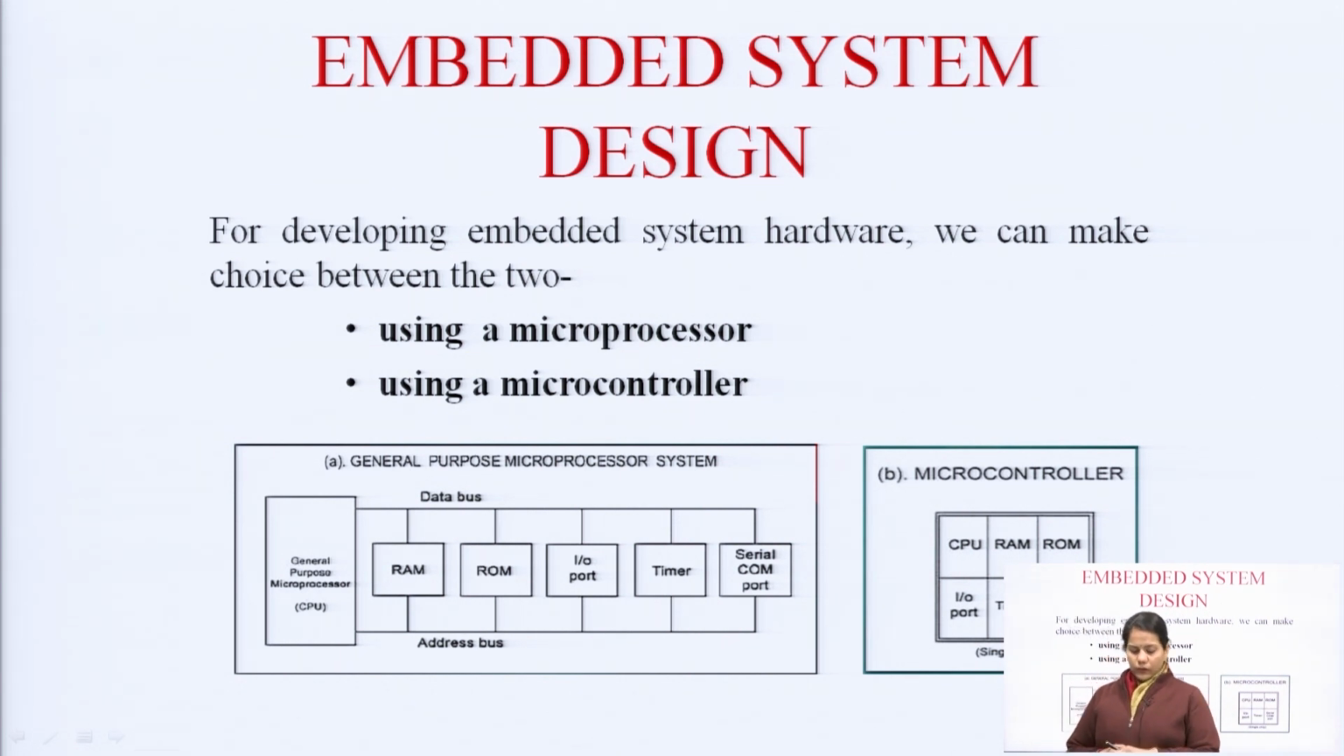Now, when we talk about embedded system design, for developing the embedded system hardware, we can make a choice between the two, that is the microprocessor and the microcontroller. So, what is a microprocessor? Basically, it is a processor on a single chip containing the arithmetic logic unit, that is the ALU, the register set and the control unit. It does not contain the input output devices or any memory units on a single chip. But the microcontroller contains all the memory units and the input output units on a single chip along with the CPU. So, when the CPU, input output devices and the memory units are all available on a single chip, that is known as the microcontroller.